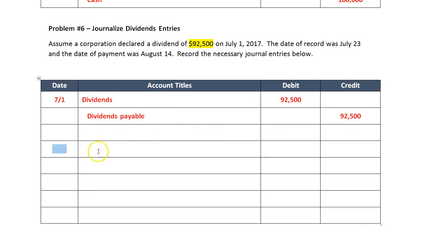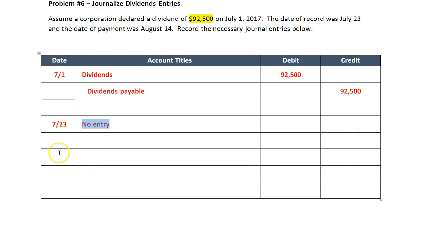Alright, for the second one, it's the date of record. The date of record determines if you're a shareholder. If you own that stock on the date of record, you're going to be entitled to the dividend even if you sell it the next day. So these stocks are trading hands all the time. They're kind of like hot potatoes. Whoever owns on the date of record is going to get the dividend. After that date, it's said to be trading ex-dividend. But for us, you don't need to know that. That's from an investor point of view. So for us, there's no journal entry. That's all you need to know. You skip that one.